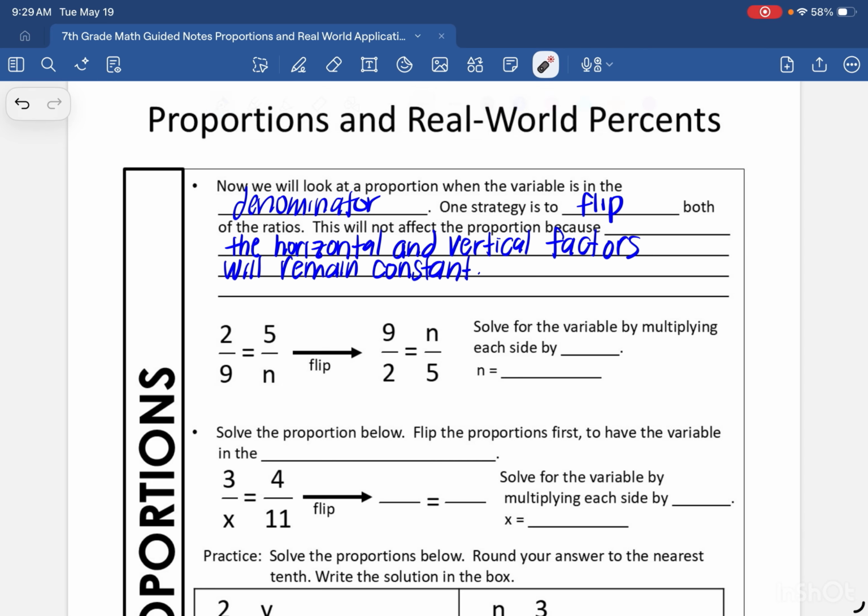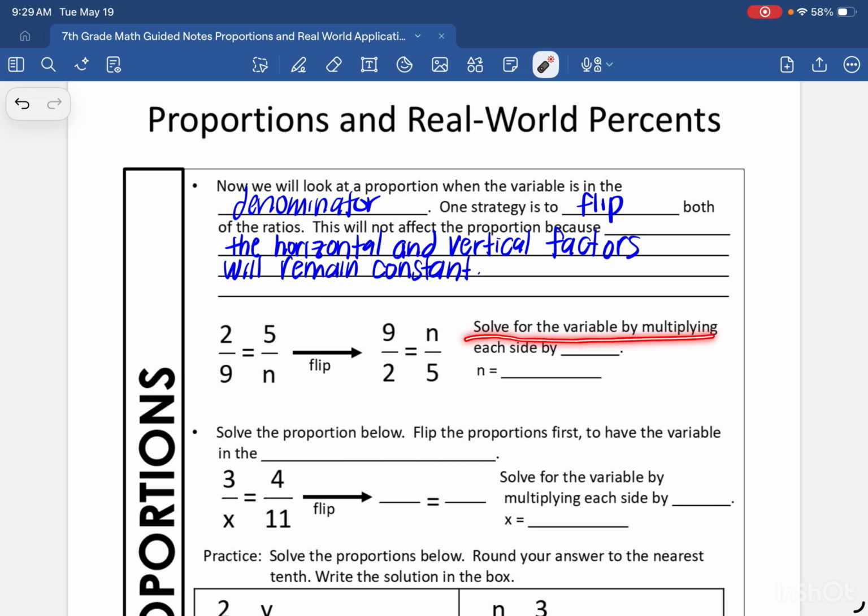So looking at this proportion right here, I have 2/9 equals 5 over n. I'm going to flip it. So I'm flipping my first one, so I get 9 over 2 instead of 2 over 9, and I flip my second one. So instead of 5 over n, I have n over 5. Now I can do the same thing.